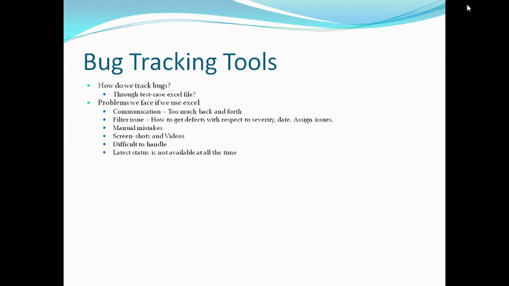Again, the latest status is not available at all times. When the QA are filing all the bugs in Excel, the developers won't know about it because they'll only find out once the QA sends an email to the developer. Or if the developer makes any changes to the file, QA are not aware of it. So the latest status is not available to all the people at all times. Okay, so let's see what a bug tracking tool can do and how it can help.